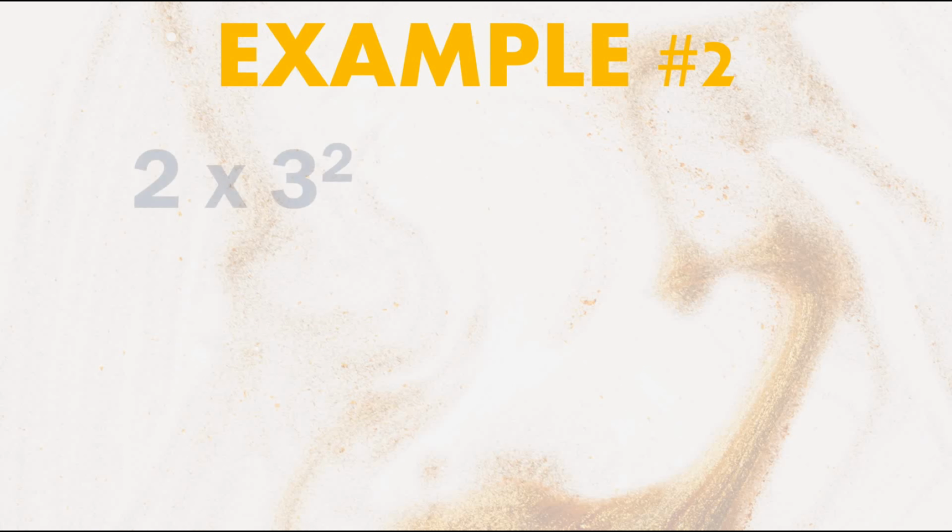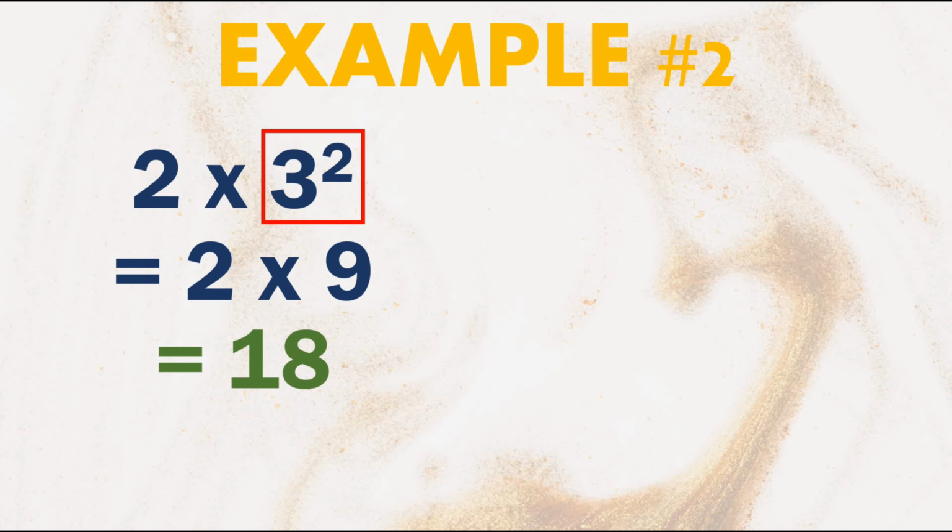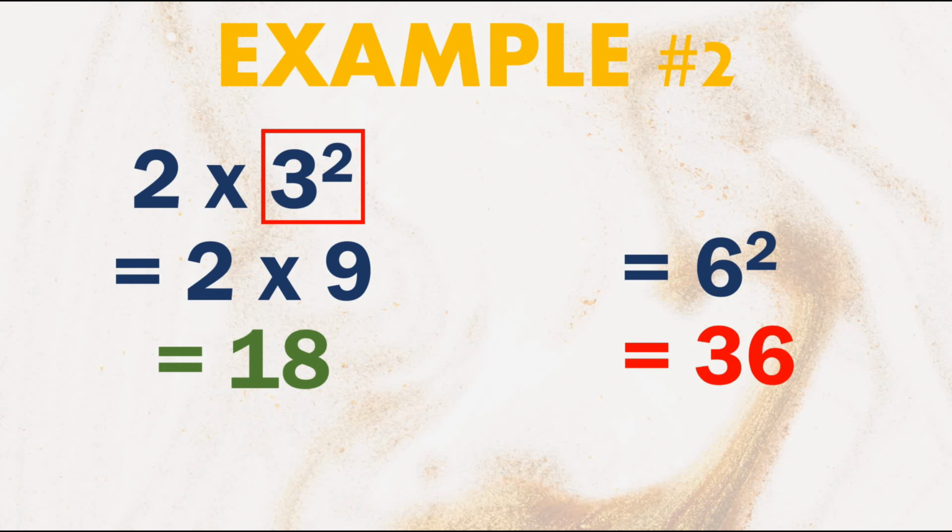Example number 2: we have 2 times 3 squared. There's no parentheses, but there's an exponent, 3 squared, so we do that first. 3 times 3 is 9, and 2 times 9 is 18. We don't do 2 times 3, which is 6, squared, because the answer would be 36, which is incorrect. We don't simply do a left to right procedure for these operations. Always remember PEMDAS or BODMAS.